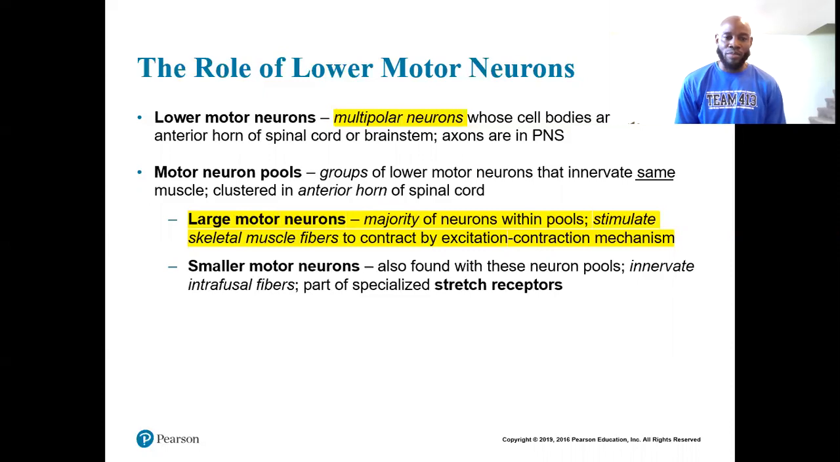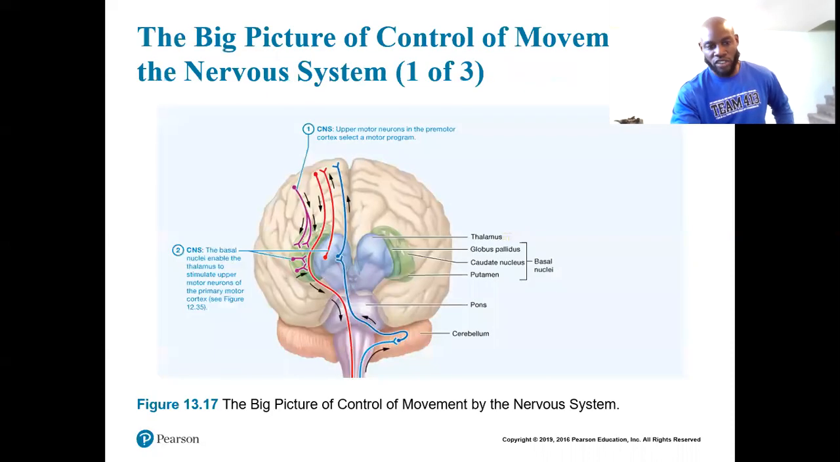And in that motor neuron pool, you can have large motor neurons. The majority of these neurons within the pool stimulate skeletal muscle fibers. And then you have smaller motor neurons that innervate intrafusal fibers, part of the specialized stretch receptors. So I'm just telling you the different structures and locations of different neurons that work in the motor section of the peripheral nervous system.